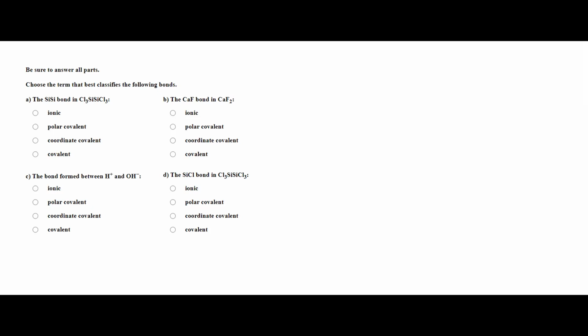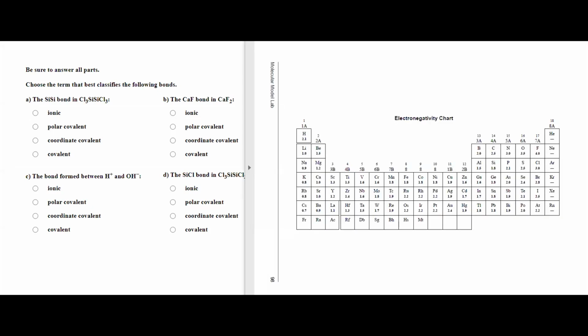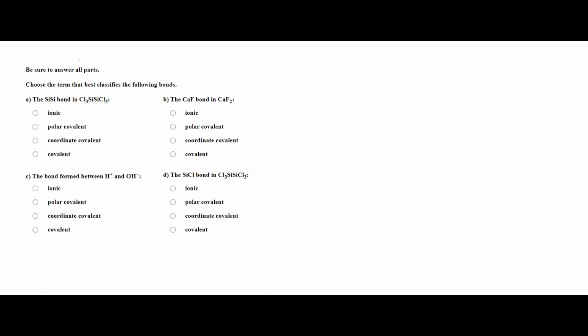The way we can tell the difference between ionic, polar covalent, and covalent depends on our type of bond, which depends on the electronegativity difference. So we need to pull up that chart first. All right, I've pulled up my electronegativity chart here, and I'm going to look at those differences. For the first one, we're looking at the silicon-silicon bond. Silicon has an electronegativity of 1.8, so we're looking at a bond between a 1.8 and a 1.8. When we subtract, our electronegativity difference is 0.